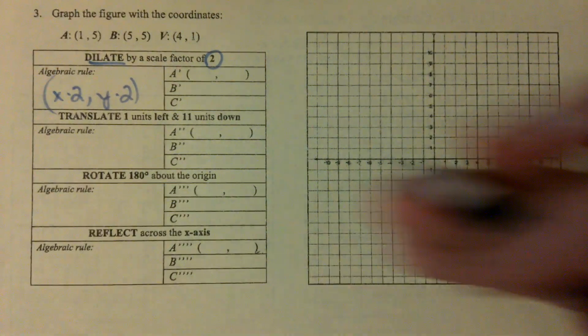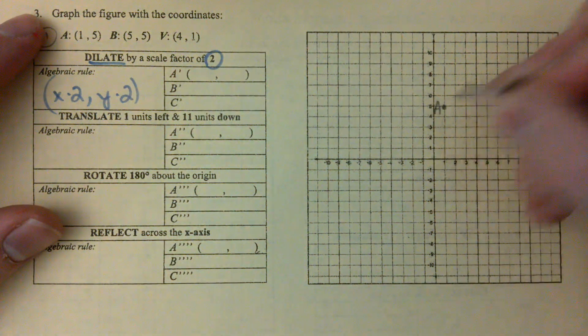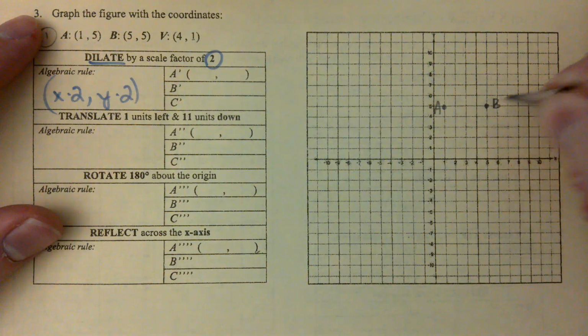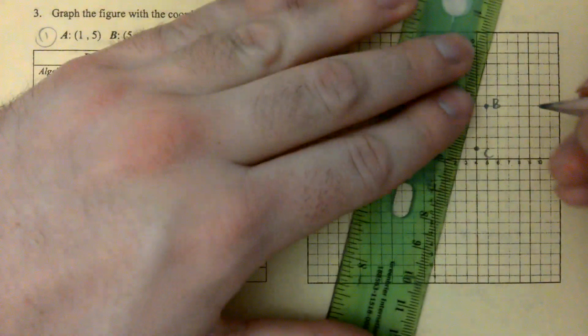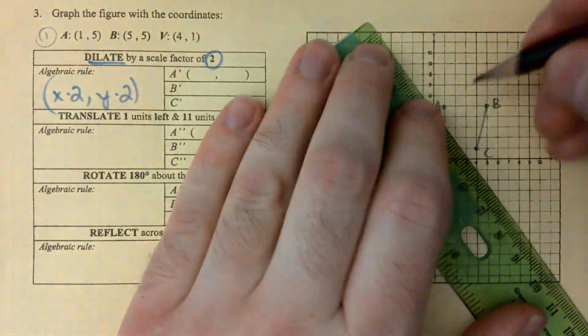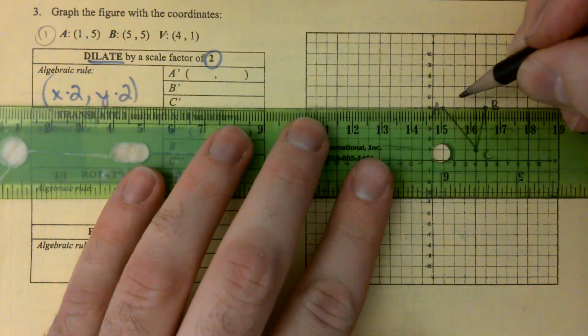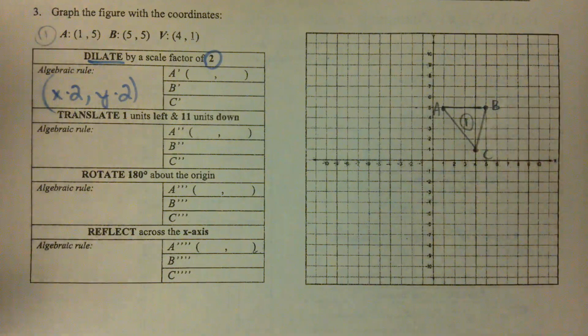I'm sorry, I totally skipped a step. We got to graph the pre-image first. 1, 5, there's point A. 5, 5, there's point B. And 4, 1, there's point C. Boom. There's my pre-image. We'll call that triangle number 1.